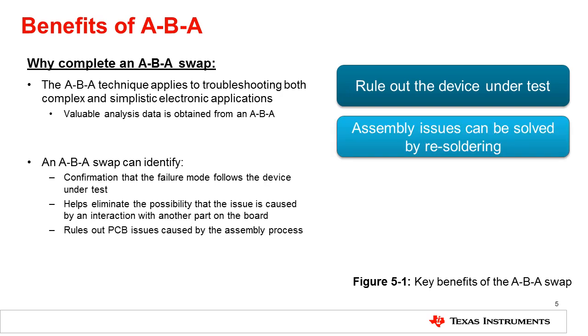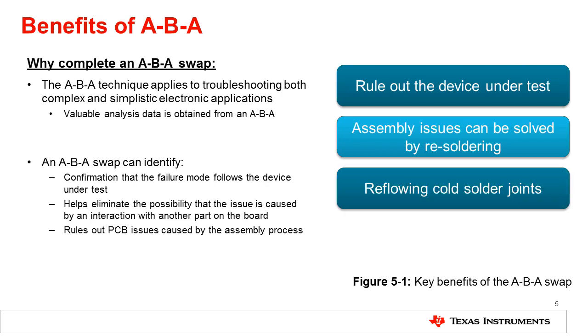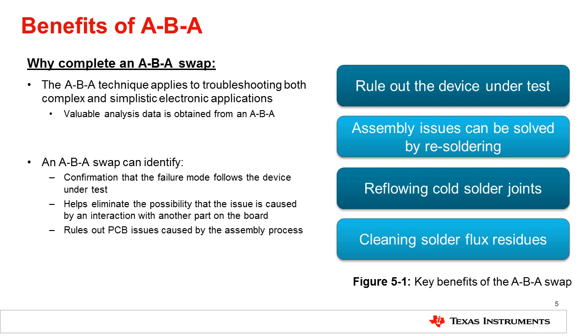Resoldering a component may solve the problem. Typical assembly issues which could affect application performance are solder bridging, cold solder joints, and flux contamination. Reflowing or cleaning can result in the application functioning as expected, allowing for the issue to be closed before further analysis is performed.